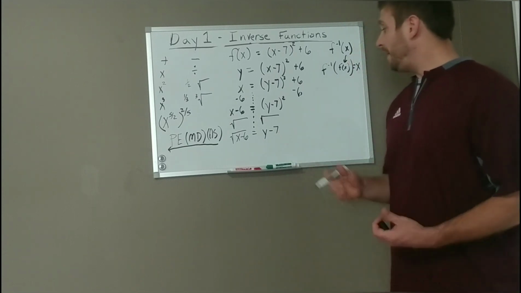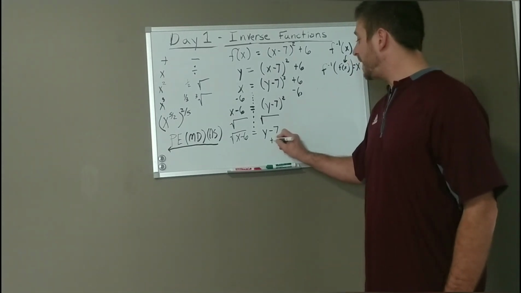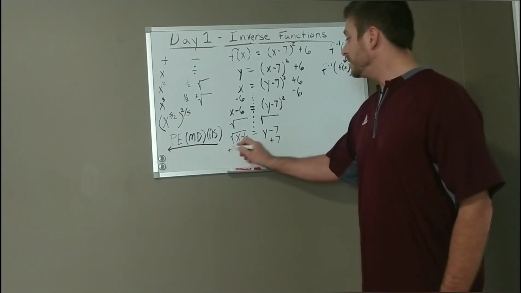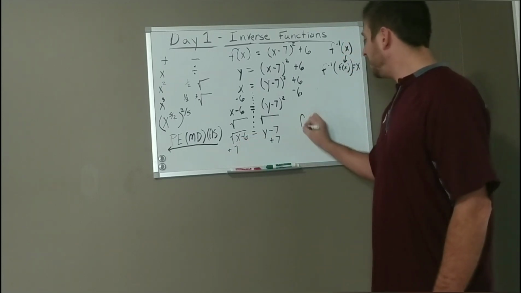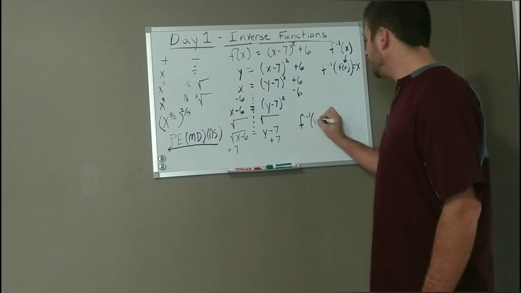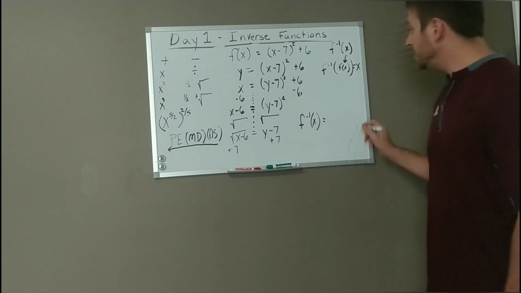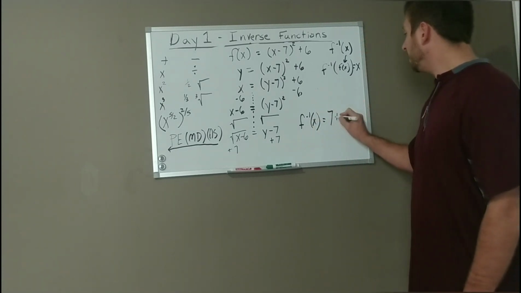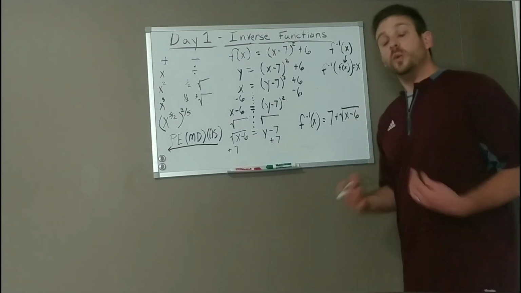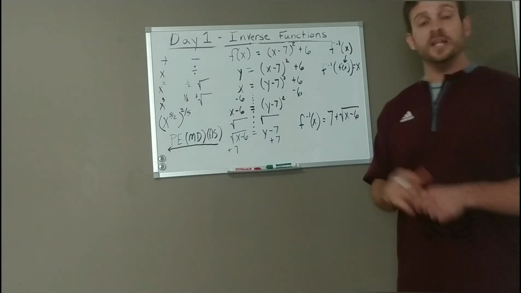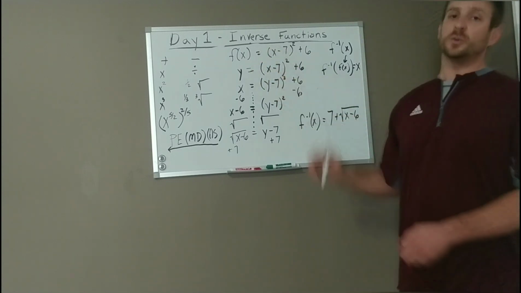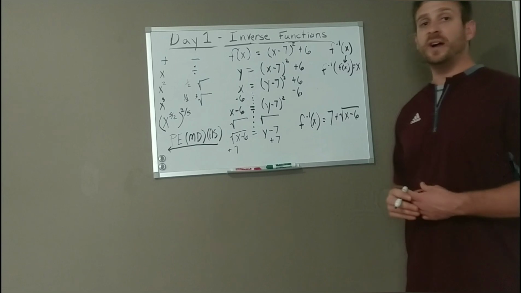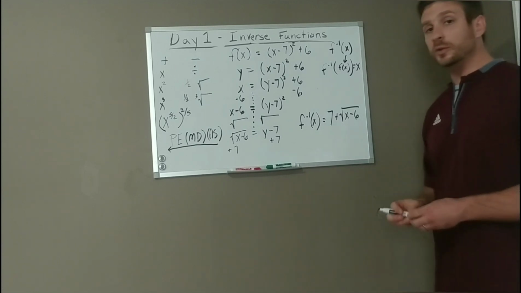Lastly, we have y minus 7, and to get rid of subtraction, we do addition, which tells me our inverse function, our final answer, f inverse of x, will be equal to 7 plus the square root of x minus 6. We found our inverse algebraically using the big idea that to find the inverse, we switch x and y. And then we solve algebraically just like you've been doing since middle school.